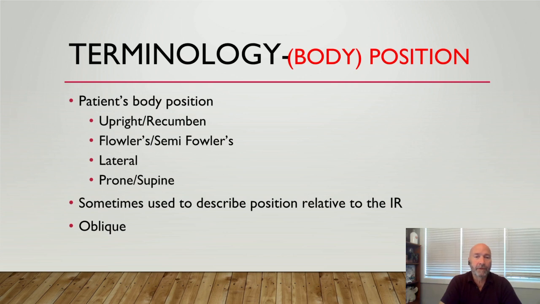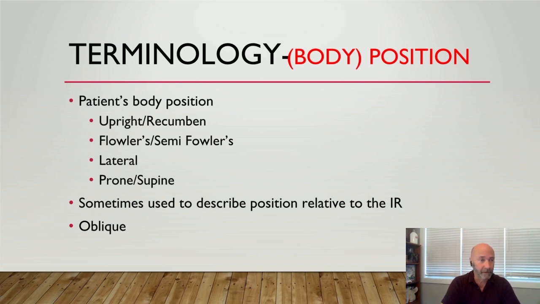So sometimes we refer to body position as described by its position according to the image receptor. IR means image receptor, and we'll talk about those here in just a bit. So some examples would be like a posterior position. We really don't refer to that all that often, but posterior position would be where the patient's back is up against the image receptor. Anterior position would be where the patient's front is up against the image receptor. Anterior means front, posterior means back.